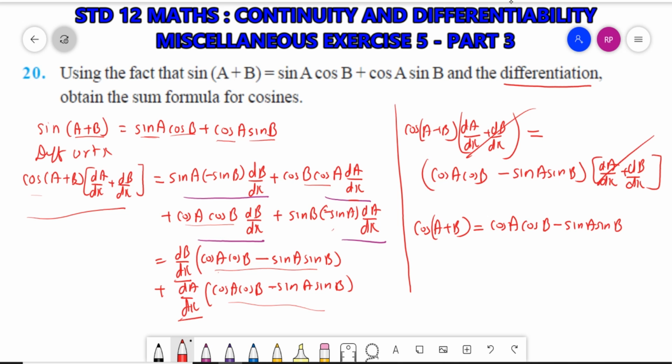Okay, hence we have derived the formula for cosine by differentiating the sum formula of sine. Okay, so this was about question number 20. So just note it down.